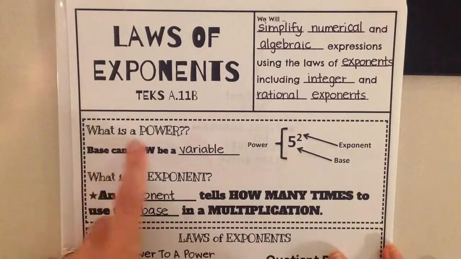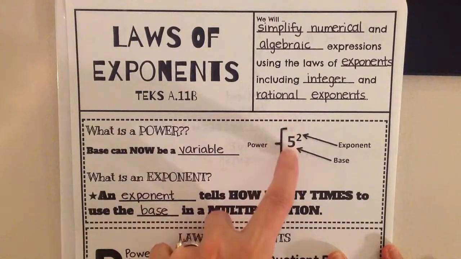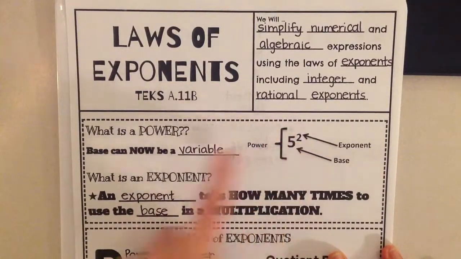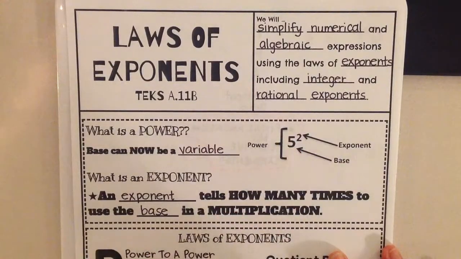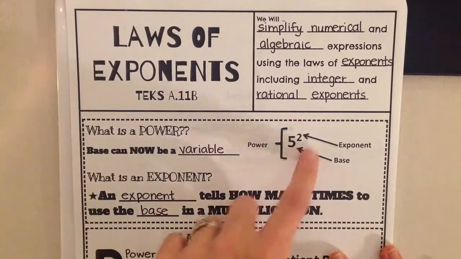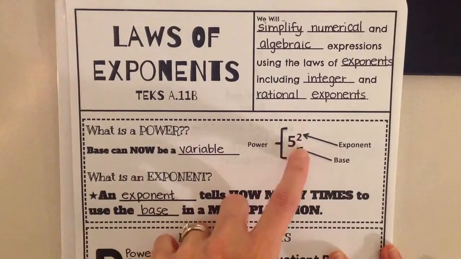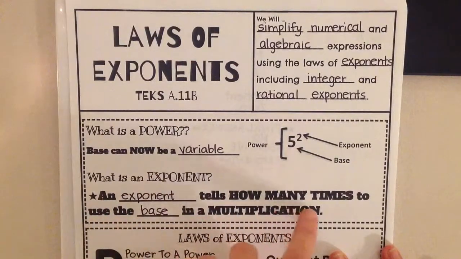So as a quick review, you know that a power is an expression that includes a base and an exponent. One thing you need to keep in mind now is that your bases can now be a variable. So you've been used to dealing with your bases being numbers. Now they can be a variable, and that's what today's lesson is. It's focusing on how I can simplify a power when one or more of my bases is a variable. So remember that an exponent tells you how many times to use the base in multiplication.